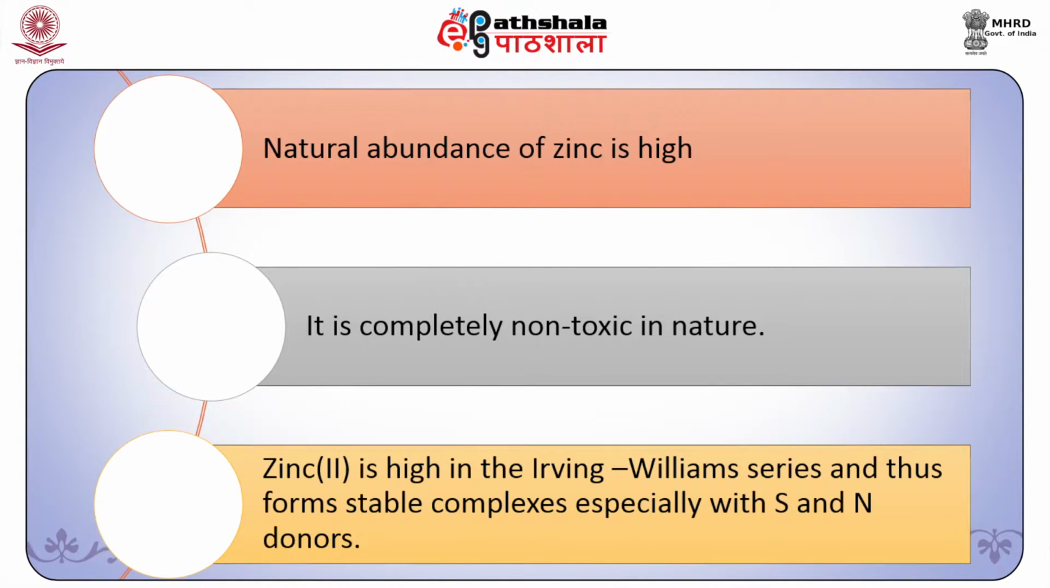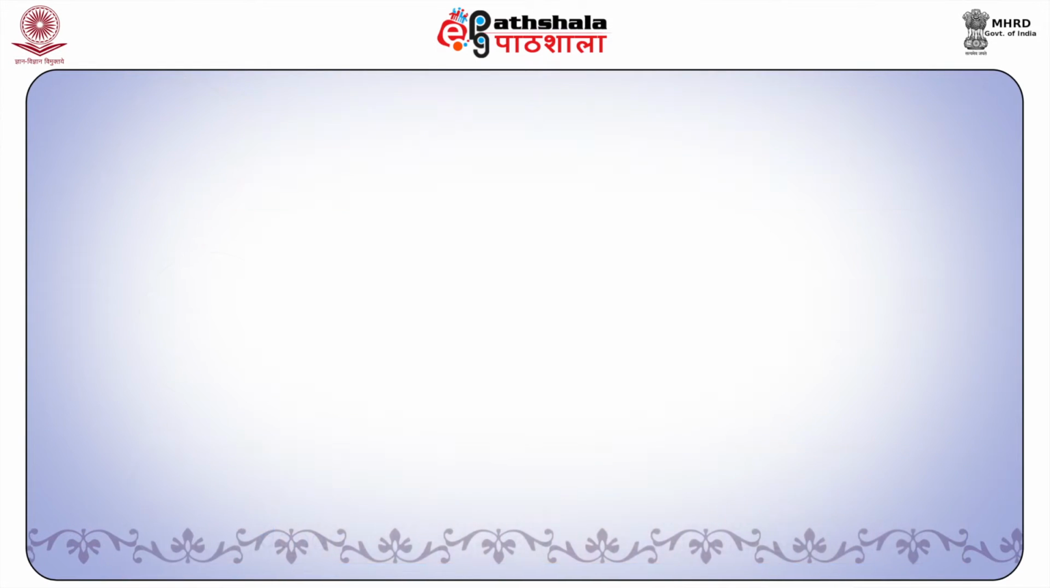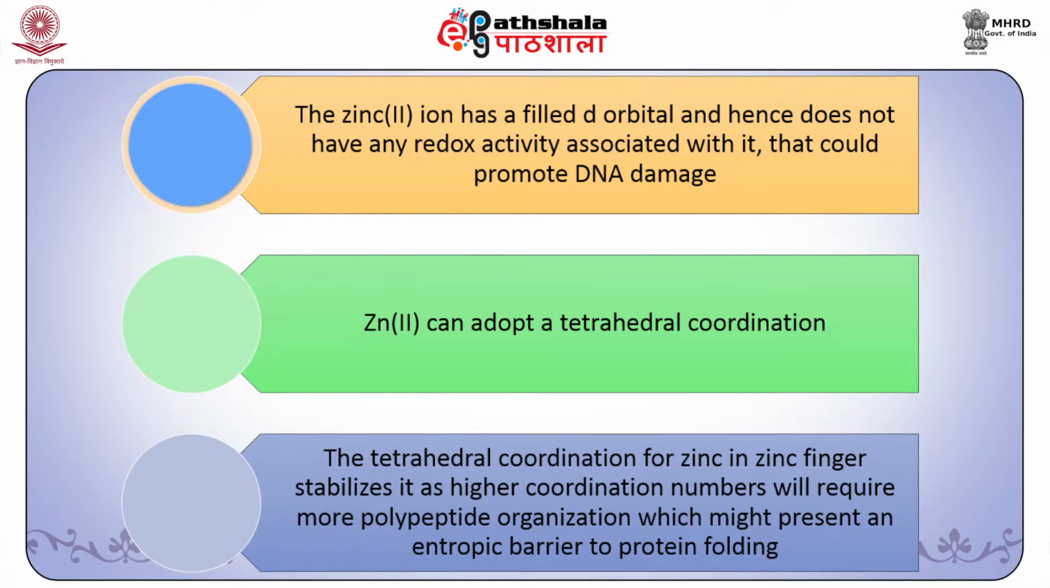Zinc(II) is an ideal cation for a structural role in proteins for many reasons. The natural abundance of zinc is high. It is completely non-toxic in nature. Zinc(II) is high in the Irving-Williams series and thus forms stable complexes, especially with sulfur and nitrogen donors. Zinc(II) has a filled d orbital and hence does not have any redox activity associated with it that could promote DNA damage. Zinc(II) can adopt a tetrahedral coordination.